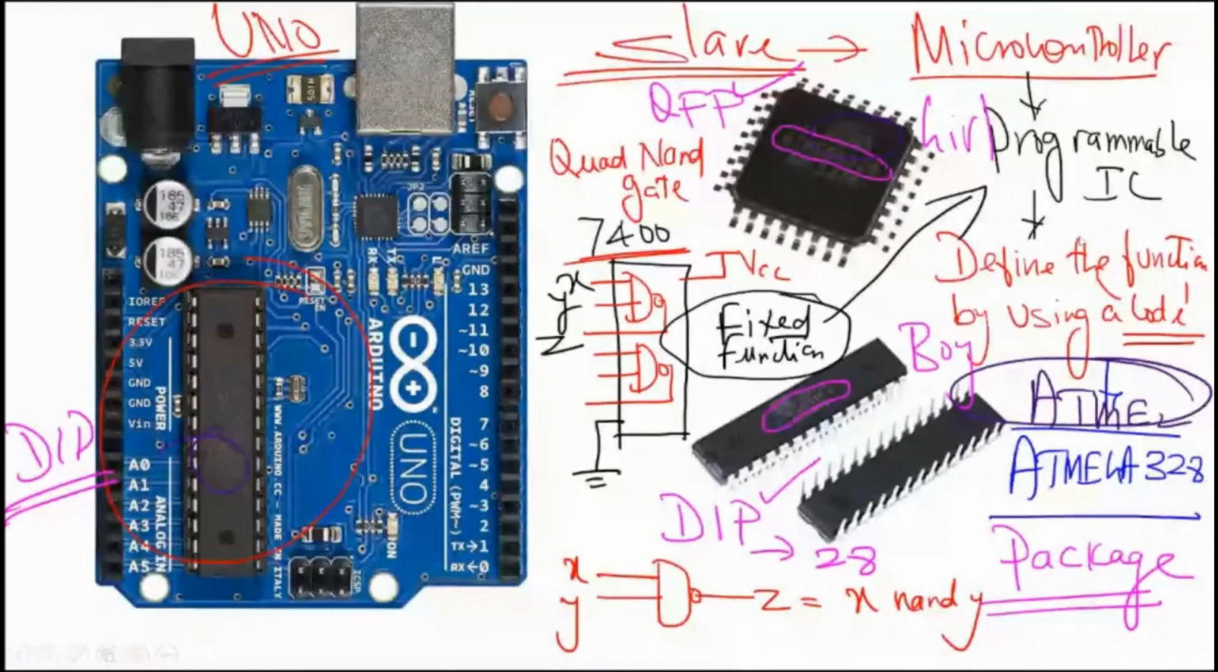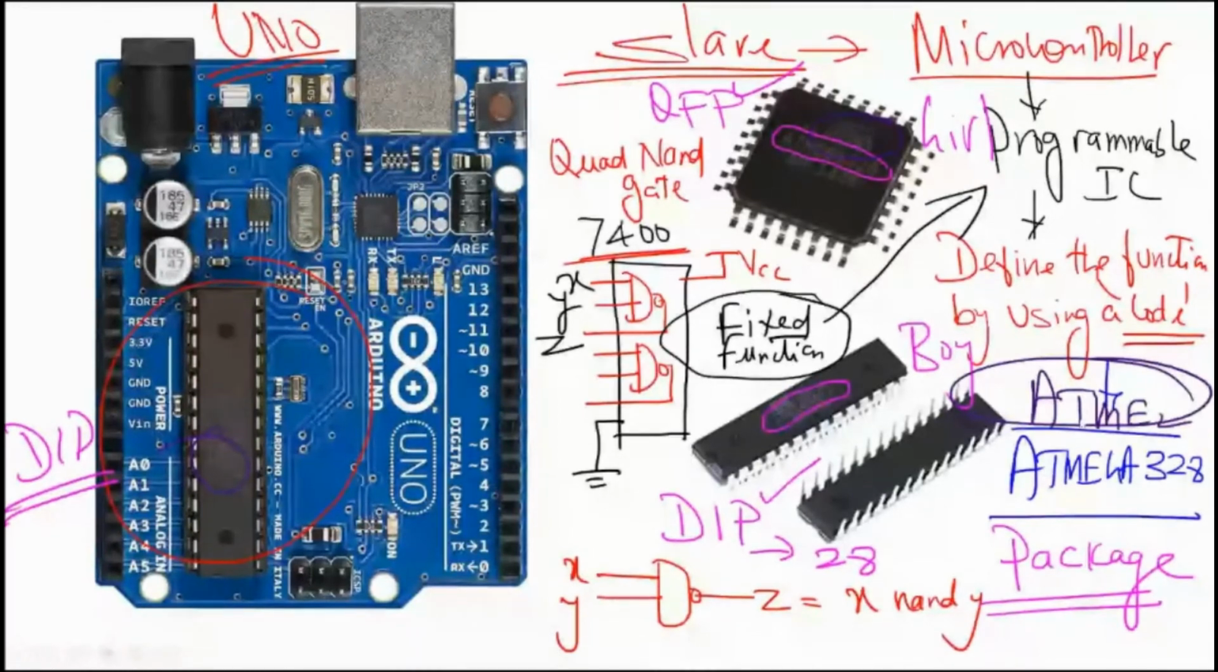Fixed function IC means an IC which always does only one job throughout its lifetime. I gave you a small example of a NAND gate. A NAND gate always does only NAND operation, no other operation other than that. Whereas our microcontroller is a programmable IC. Programmable IC means I can change the function of that IC by changing the program. Today I run something, tomorrow I can run something else.